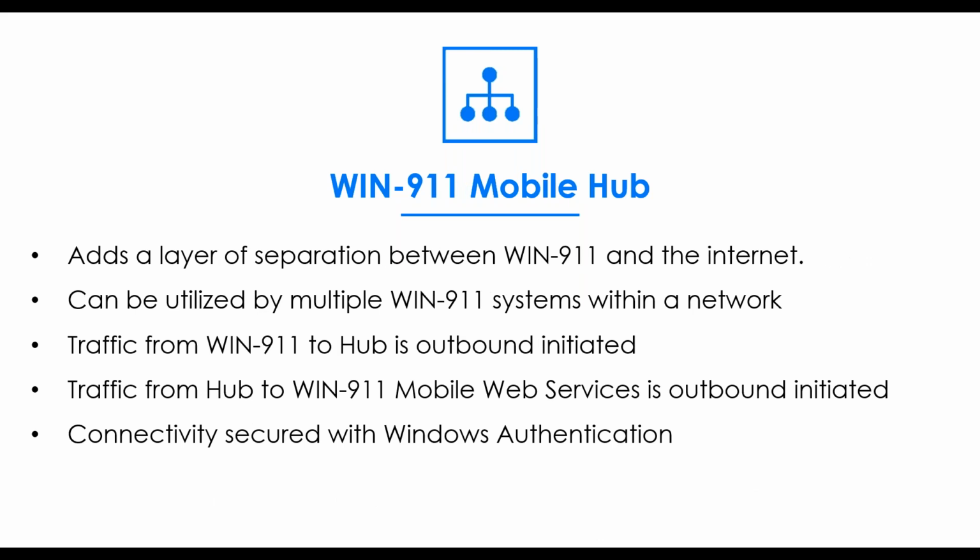Now, for the most part, obviously Win91 needs access to the internet, and sometimes your Win91 system doesn't have direct access to the internet. That is why we have something called the Win91 Mobile Hub. If you don't have internet access, this is a utility that can be installed on a different network layer, such as your business layer or DMZ, and then you point Win91 to that hub, and it serves as kind of a proxy for access to the web or Azure. If you have multiple Win91 systems in your network, they can use that same instance of the hub, so you don't have to have several different copies of this hub running.